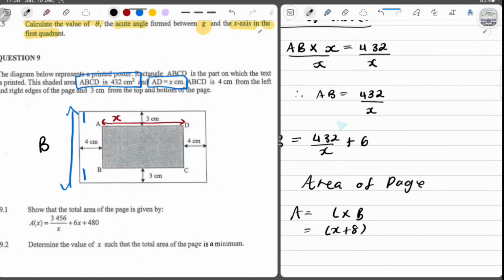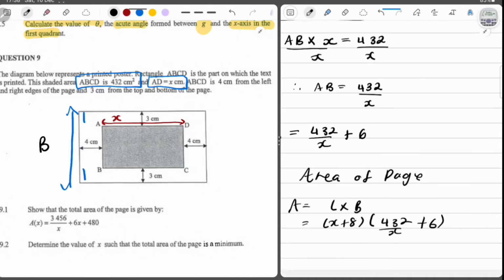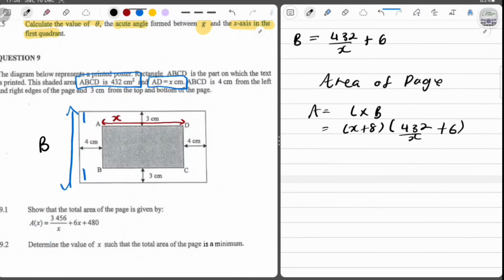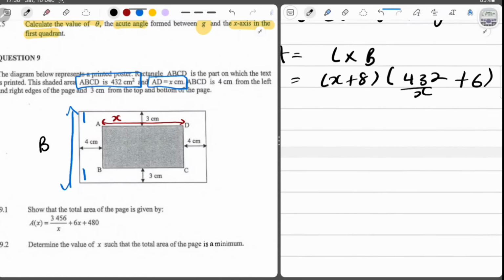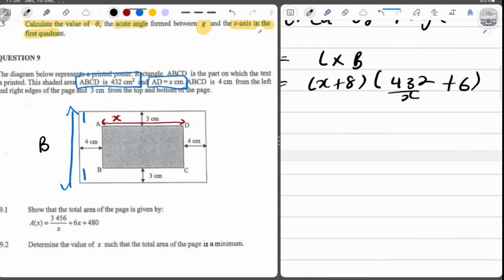The breadth that we have is this. It's also 2 terms, so I'll put a bracket. So 432 over x plus 6. And now we just have to simplify. Since they said A of x, I'm also just going to say A of x is equal to that. Just simplify by foiling out.